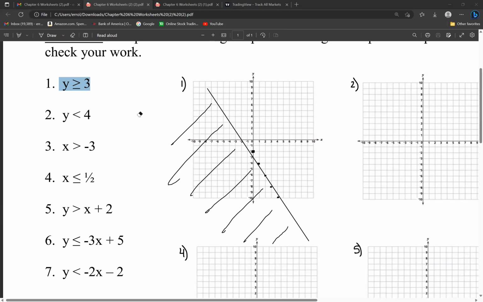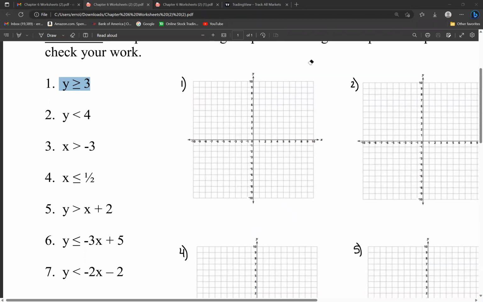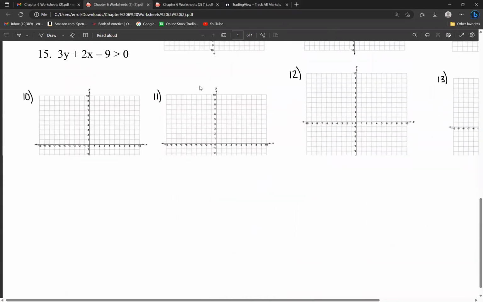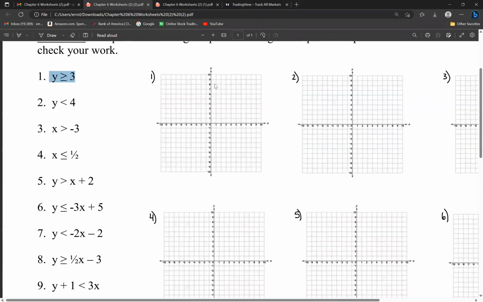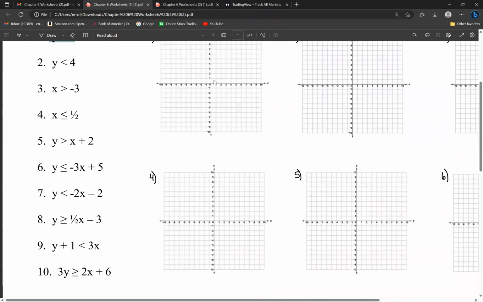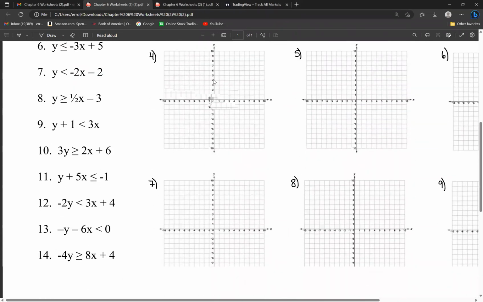Take a picture or graph that one. I have it. Good. All right, that's 7, now 8. How many problems do they give you? 15. Okay, they give you 15. So we're on number 8, right?